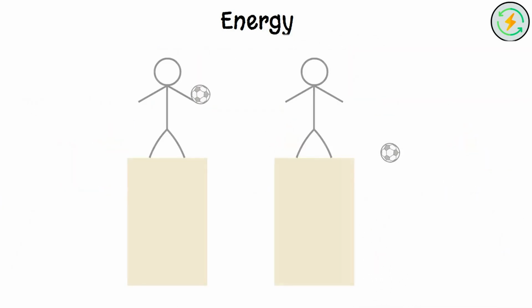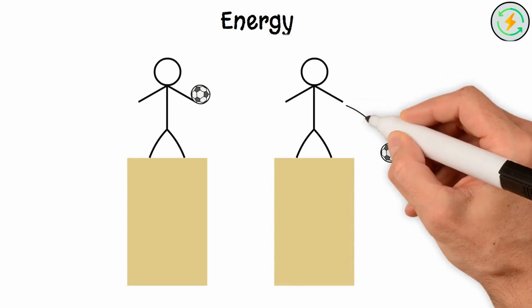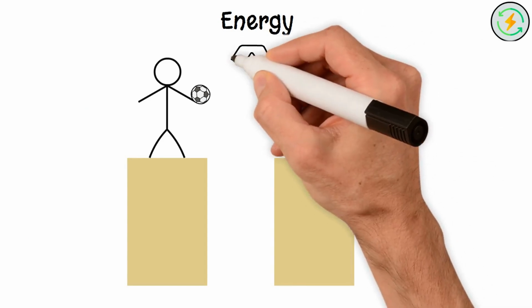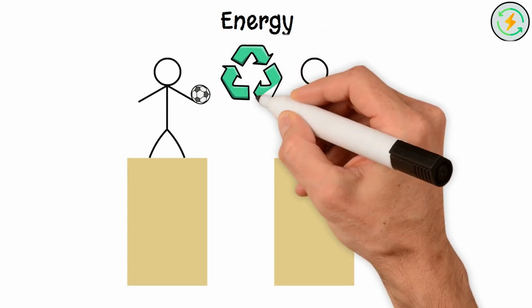Potential energy is related to an object's position, while kinetic energy is related to its motion. They constantly convert into each other in a continuous cycle.